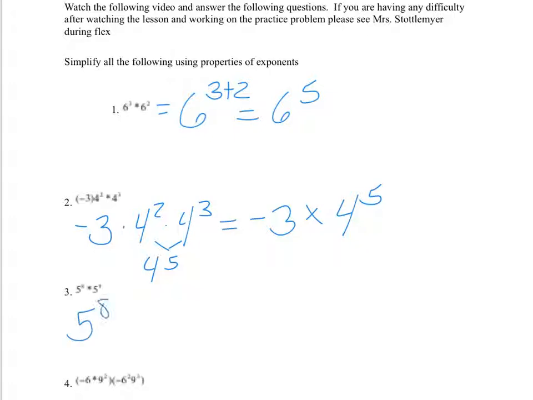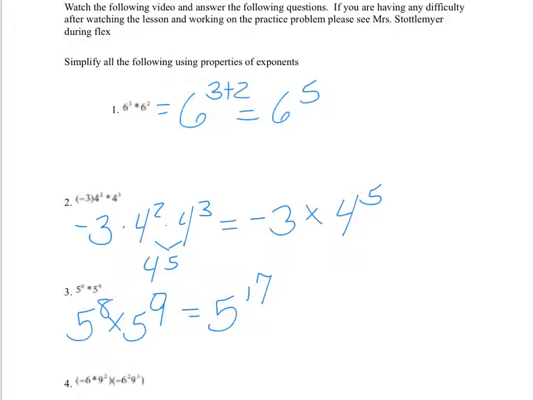Problem 3, 5 to the 8th times 5 to the 9th. Again, we're multiplying, so we're going to add and get 5 to the 17th. We are just simplifying. Okay? We're not evaluating. Evaluating is when I would actually ask you, what is 5 to the 17th? Here we're just simplifying or making the problem smaller.